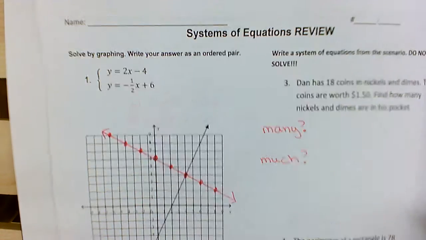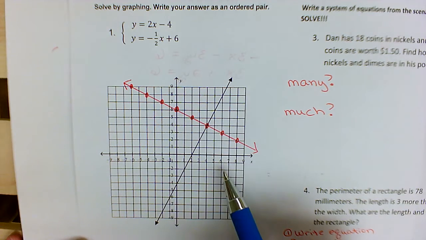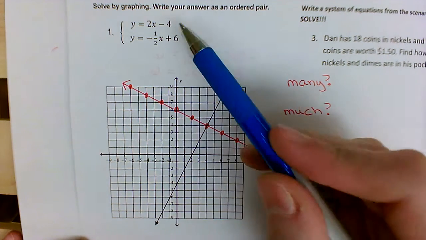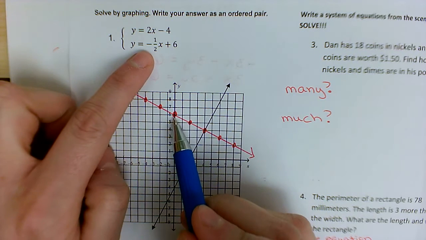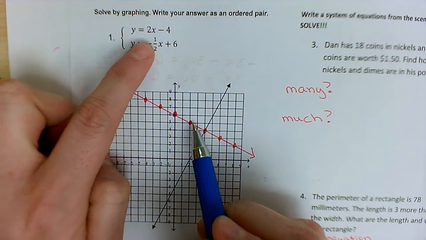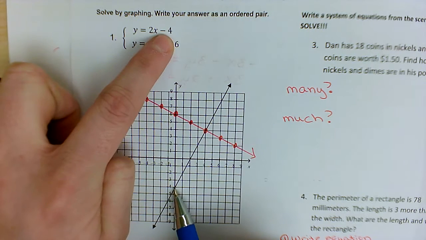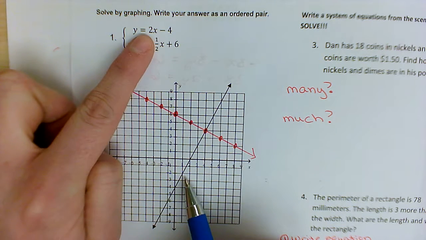Review for the system of equations test. All right, so when you're doing a system, trying to solve by graphing, you need to graph each one of those lines individually. So the red one was the negative 1/2 x plus 6. I started at 6. I went down 1 and over 2. The other equation starts at the negative 4. It has a slope of 2, so it's going up 2 and over 1.